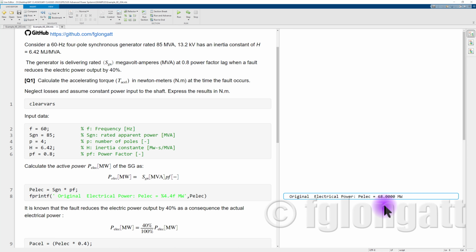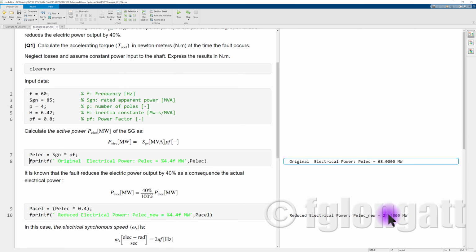That means that initially the machine is working in a steady state. The acceleration is 0 because the mechanical and the electrical power are the same, 68 megawatts. However, during the fault situation, the electrical power output of this synchronous machine is reduced by 40%. And 40% of 68 megawatts is basically 27.2 megawatts.